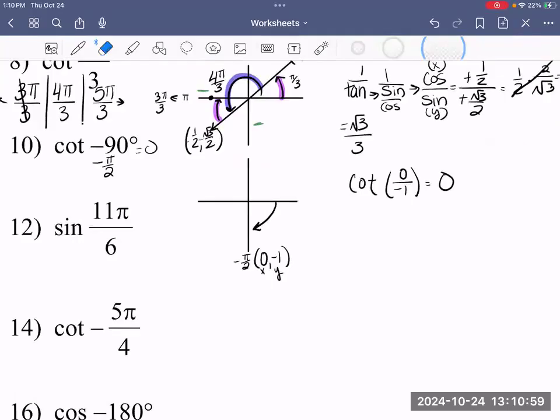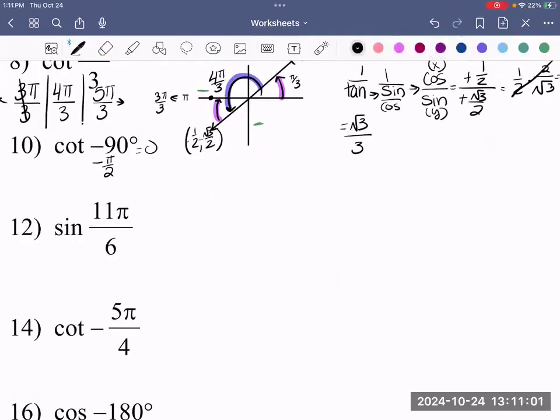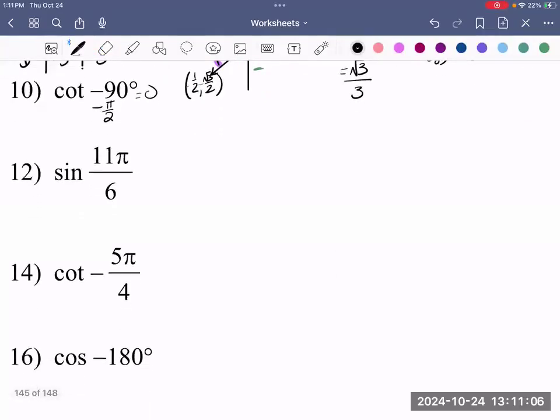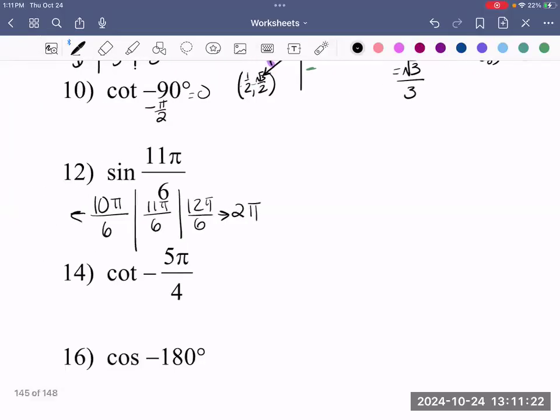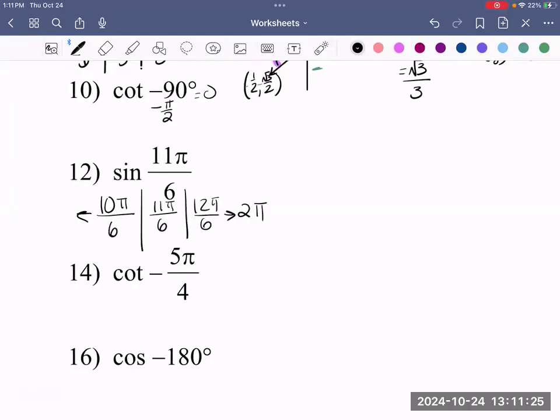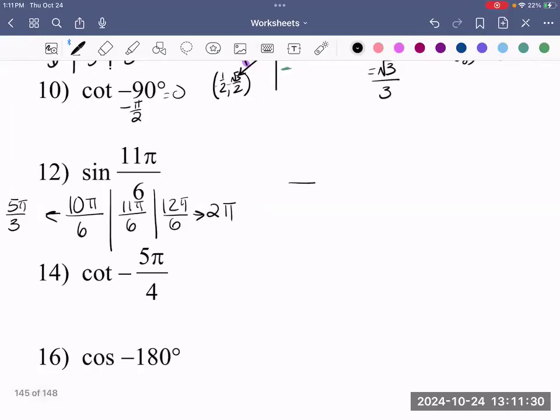Let me erase to give myself just a smidge more room. Now let's take a look at sine of 11 pi over 6. Same idea as before, maybe we do 10 pi over 6, 11 pi over 6, and 12 pi over 6. Well, 12 pi over 6 is just another way to say 2 pi, and 10 pi over 6, if we were to reduce, taking away the 2's, is just 5 pi over 3. So we might not know where 5 pi over 3 is, but we do know where 2 pi is.